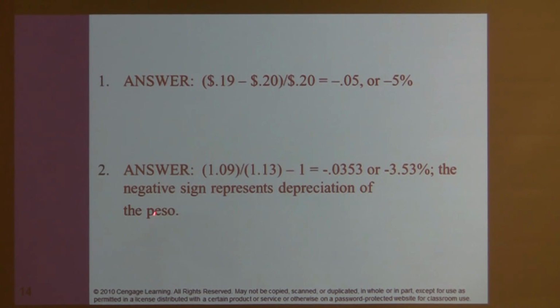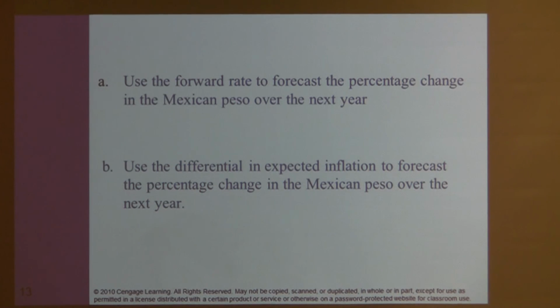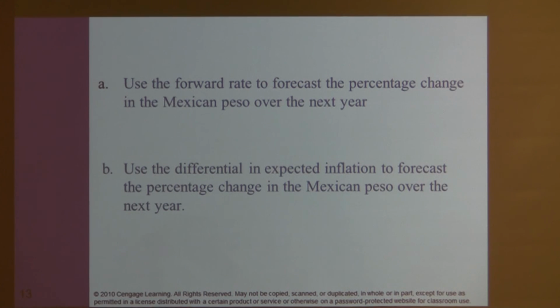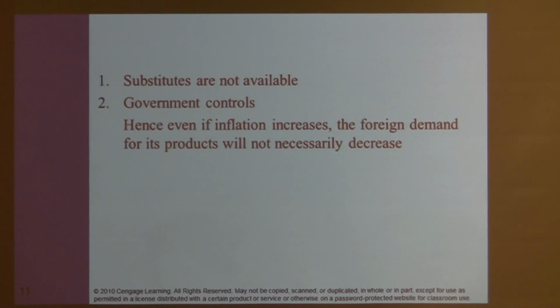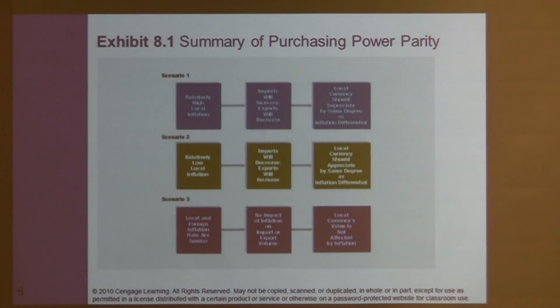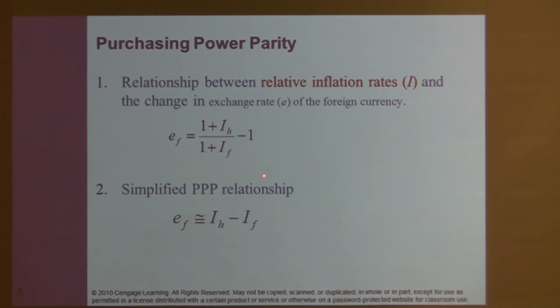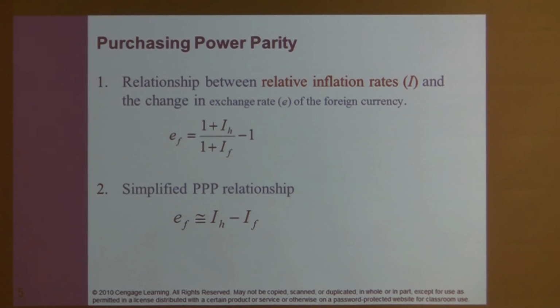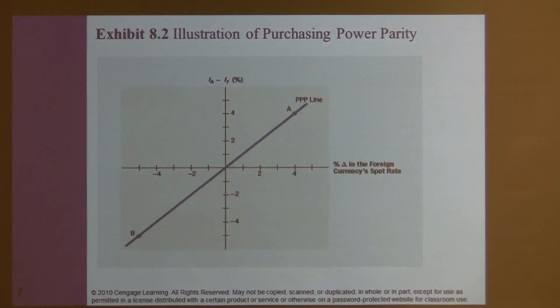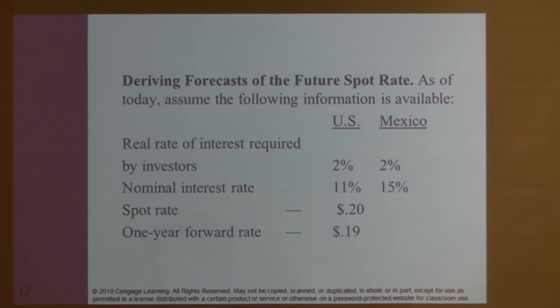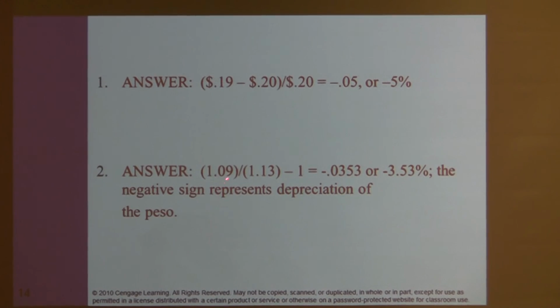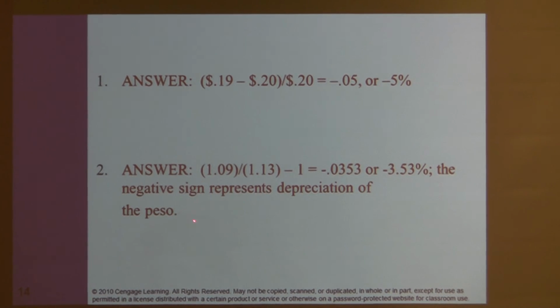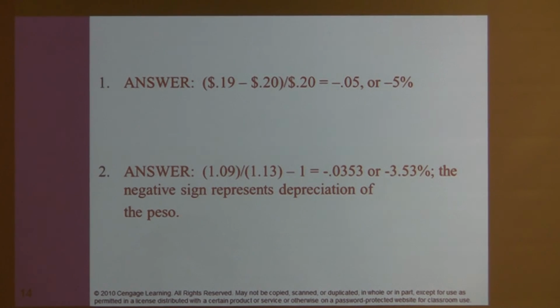Here, what it says is to use the differential in expected inflation to forecast the change in the Mexican peso over the next year. How do we do that? This is the formula we are using. The change in the exchange rate is given by 1 plus the inflation in the US divided by 1 plus the inflation in the foreign country, minus 1. The only thing we had to find out was the inflation in the US and the inflation in Mexico. That was 9% in the US and 13% in Mexico.